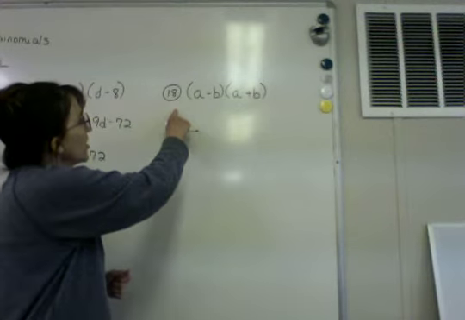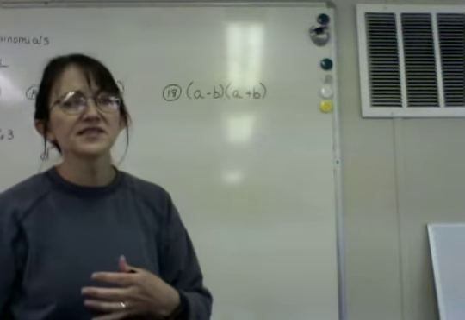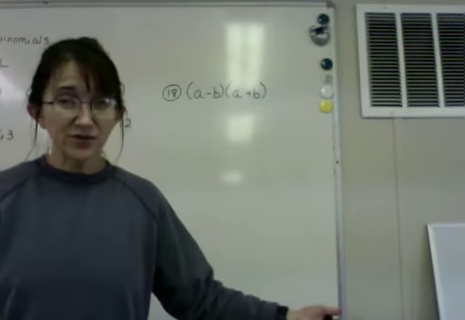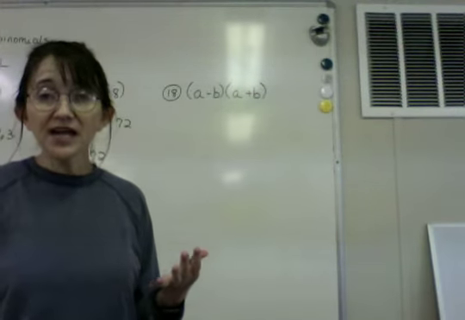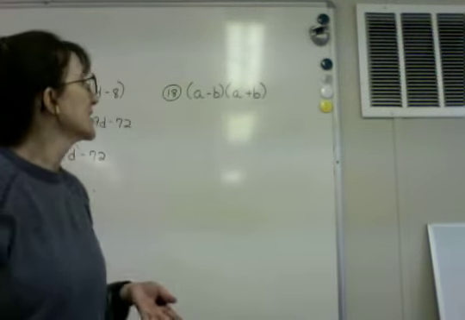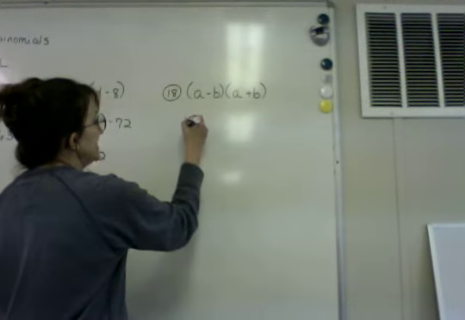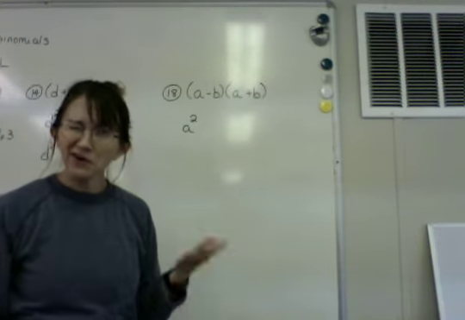All right, so on 18, still using the FOIL method. Here I don't have any constants. I have all variables, or all letters, but that's not that big of an issue. I'm just going to keep on multiplying just like always, all right? So what am I going to do? I'm going to multiply a to a. It becomes an a squared.